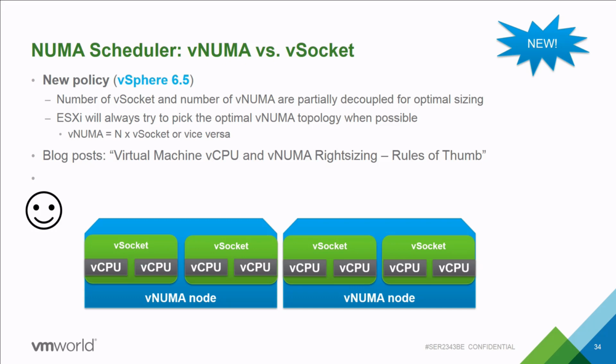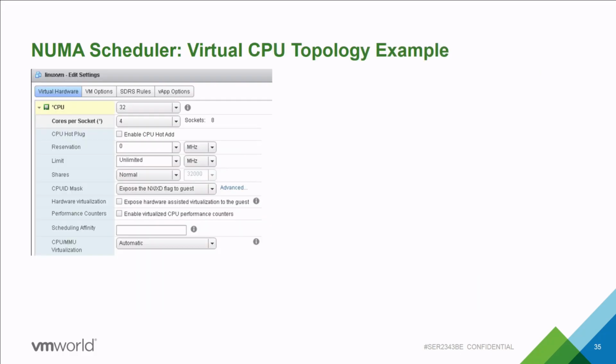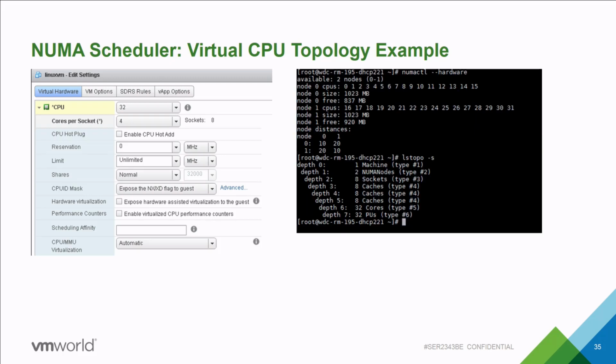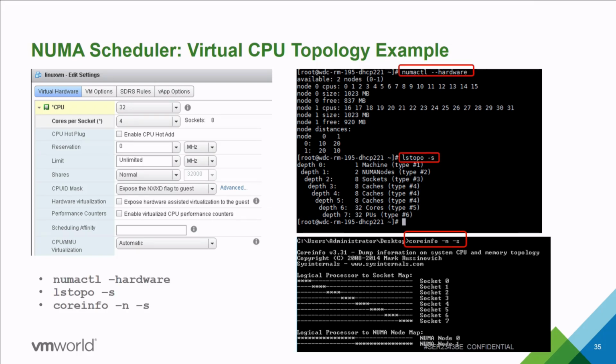And we published a blog about the virtual machine vCPU and vNUMA right sizing, which has more details about this area. Please check that out. And this is basically the UI page you can use from the vSphere client to configure cores per socket. And there are several ways, like numactl, and several command line tools you can use to check the virtual topology of a particular guest. I think on Windows you can use something like Coreinfo.